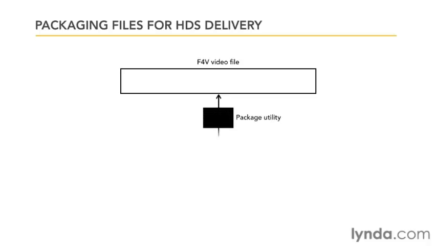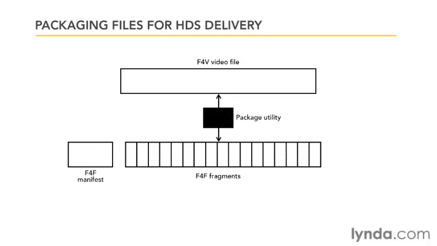To deliver video over HDS, it must be formatted in a certain way. The video file needs to be segmented into smaller pieces called fragments. These files will have the extension F4F. A manifest file is also needed. This is a file that contains basic information about the video, the location of each of the fragments, and what order they should be streamed in. Both the F4Fs and the F4M manifest file are created in a process called packaging.